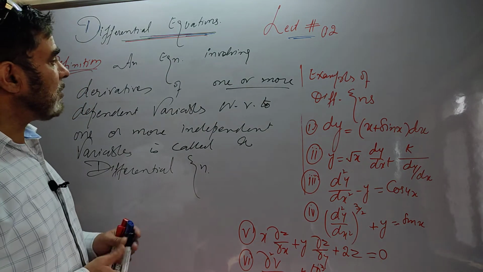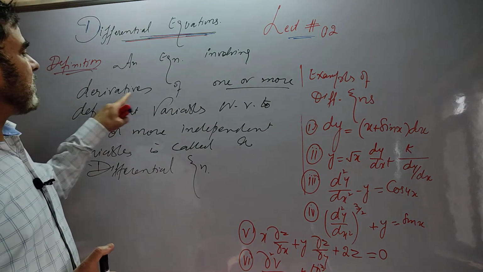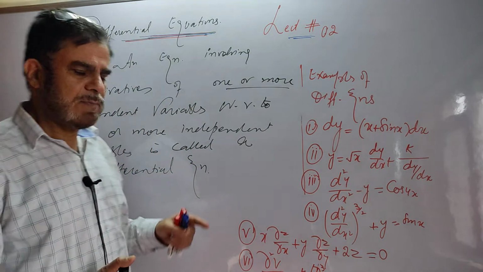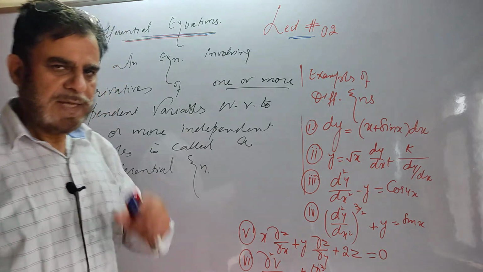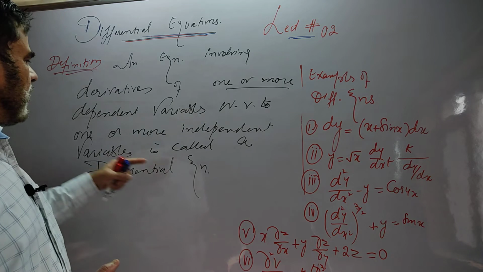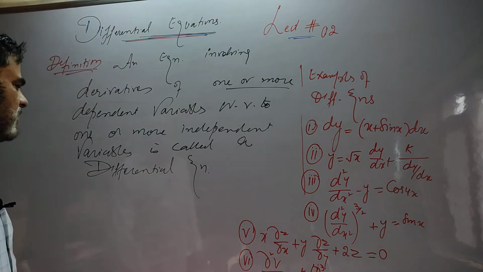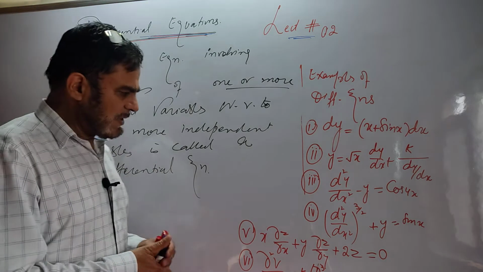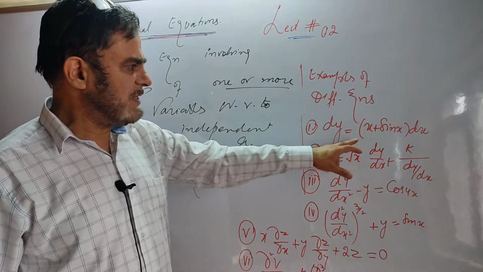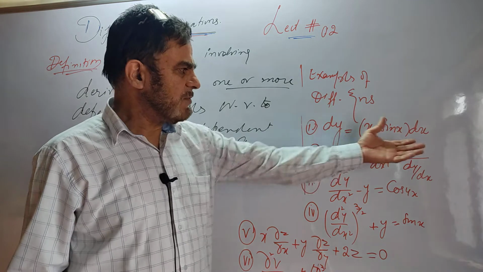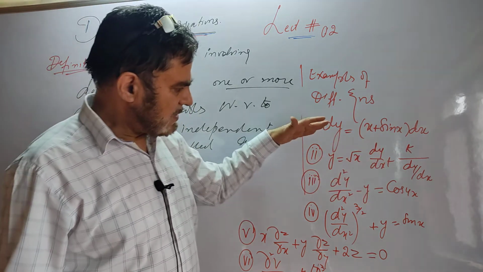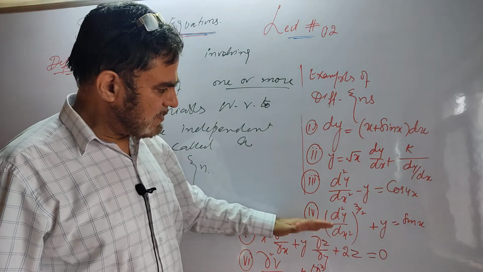I have used here one or more; if I write only one, it involves the derivative of one dependent variable with respect to one and only one independent variable, and that will be the ordinary differential equation. Here I have used the words one or more dependent variables with respect to one or more independent variables. I have given you some examples here. Examples of differential equations: dy equals x plus sine x dx; y equals root x dy by dx. These are differential equations, and they involve derivatives.